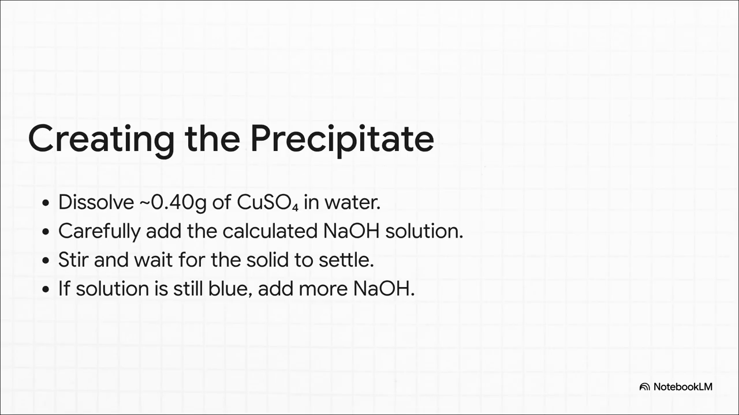So if you were in the lab, you'd take about 0.4 grams of those blue crystals, dissolve them in water, and then you'd carefully add the sodium hydroxide. You give it a stir, you wait a second, and boom, you see a solid start to form. Oh, and here's a little pro tip. If the liquid around that new solid is still blue, it means there's still some copper hiding in the solution. No problem. You just add a little bit more sodium hydroxide to get it all to come out.